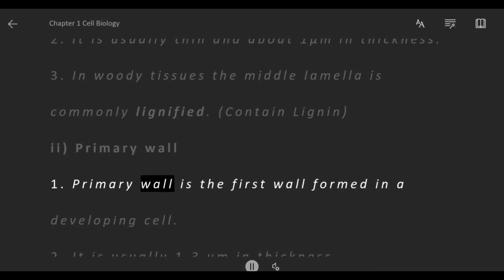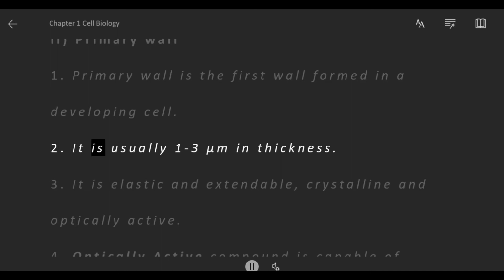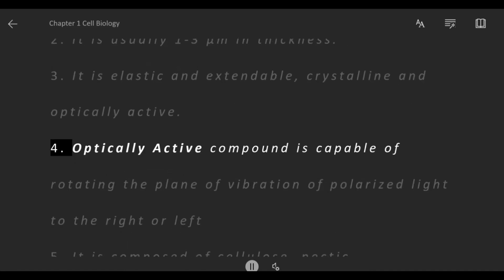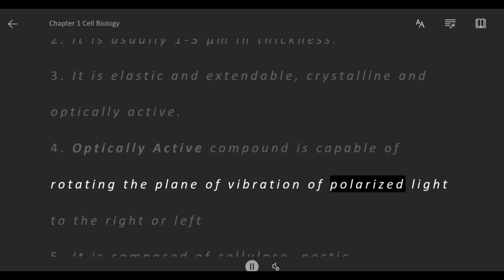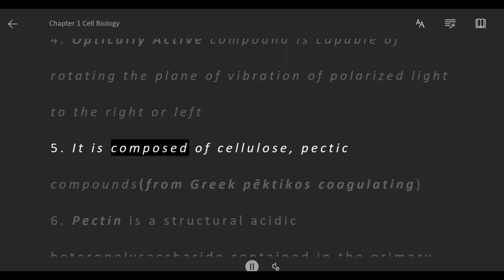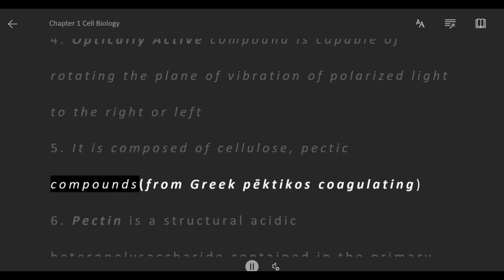2. Primary wall. 1. Primary wall is the first wall formed in a developing cell. 2. It is usually 1 to 3 µm in thickness. 3. It is elastic and extendable, crystalline, and optically active. 4. An optically active compound is capable of rotating the plane of vibration of polarized light to the right or left. 5. It is composed of cellulose and pectic compounds, from Greek pektikos, coagulating.